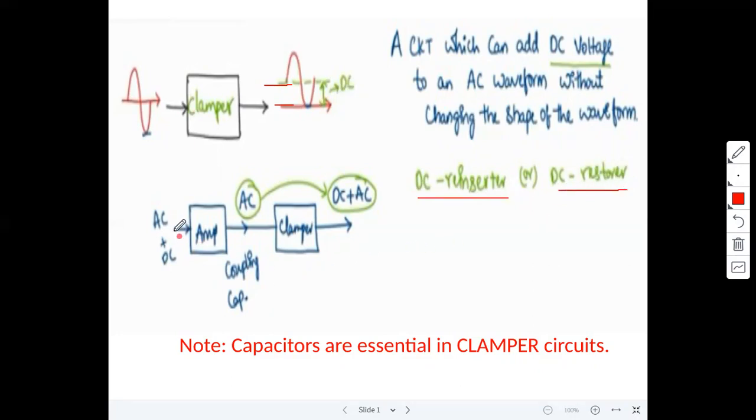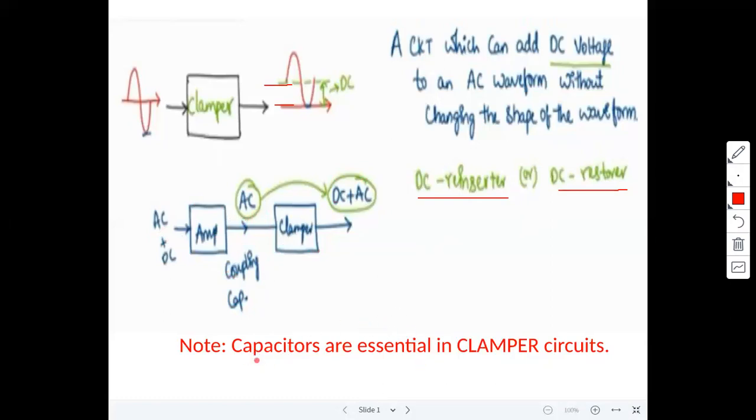In some applications, suppose there is an amplifier circuit. The input consists of AC plus DC. There is a coupling capacitor. The coupling capacitor blocks the DC component. Why? Because it does not allow the DC signal; it allows only the AC signal. Now by using a clamper circuit, again we reinsert the DC signal, right?